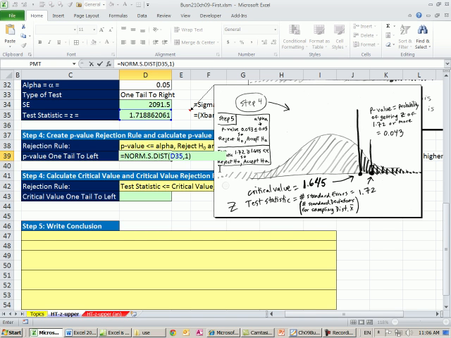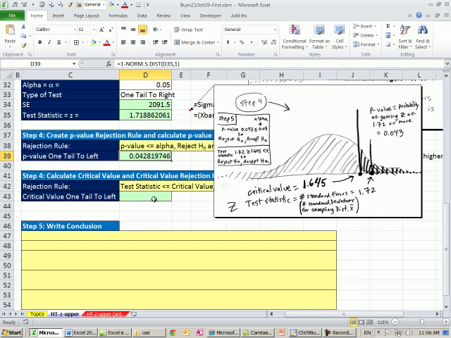So that's not going to work. That'll give us all the probability. We want the upper. All the probability is 1, so no problem. 1 minus that. There it is. So our probability is 0.042 using our rejection rule. Because this is smaller than our alpha, we reject the null hypothesis and accept our alternative.